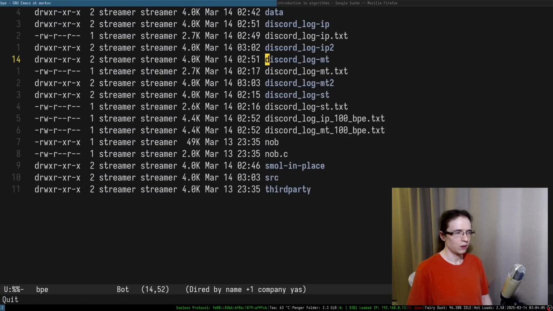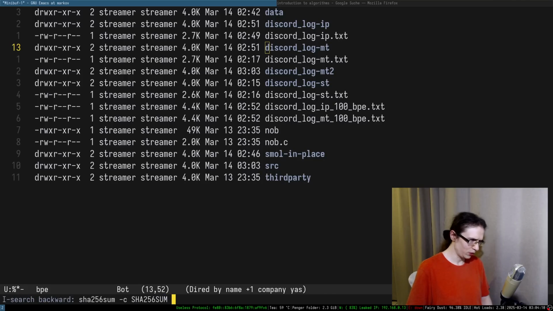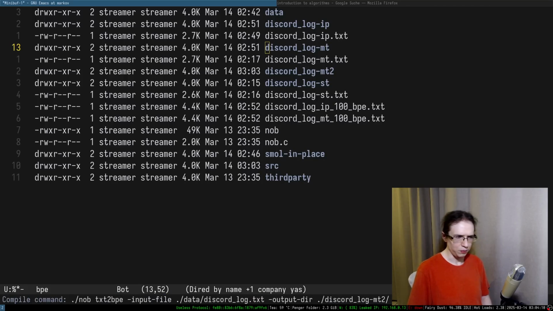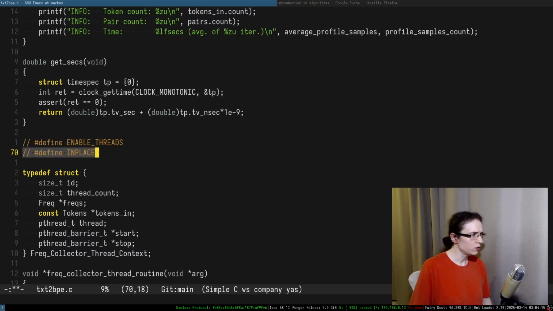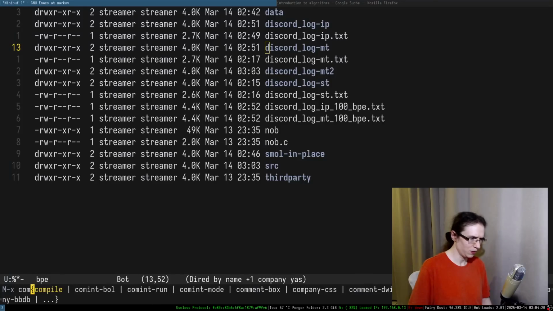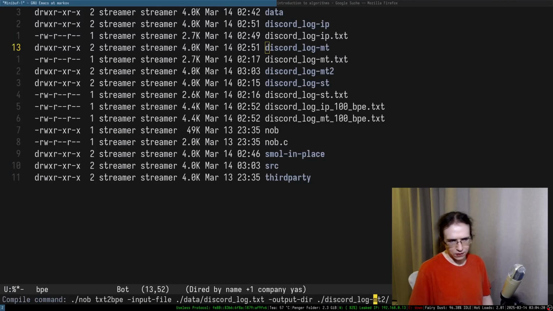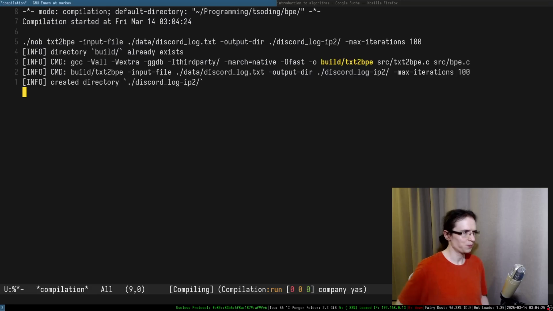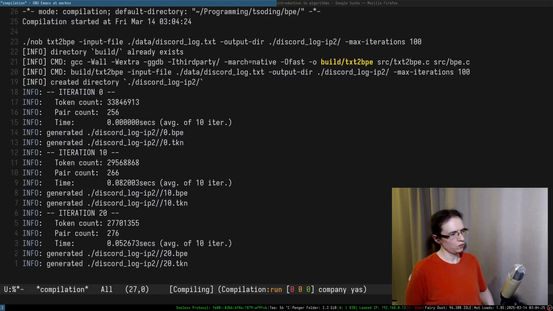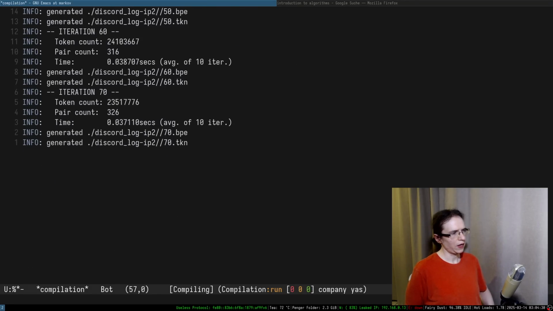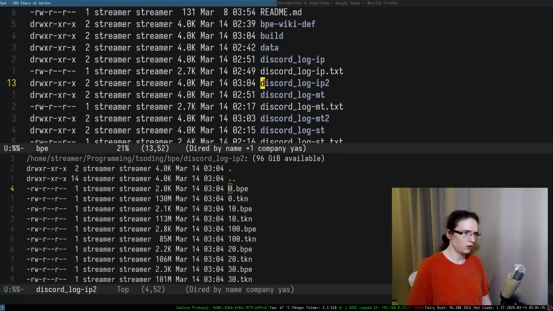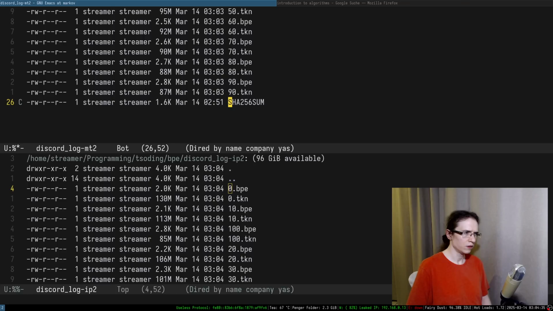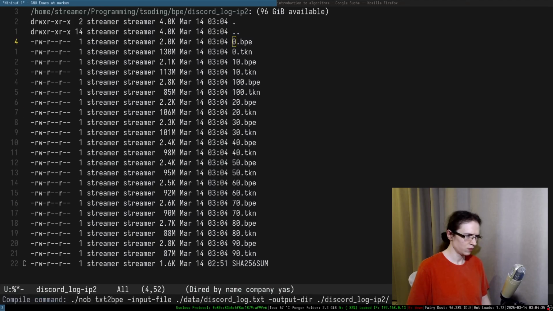Sure. So now let's remove IP2, and then txt to bp. We need to go here, so this is in place. We're enabling this kind of stuff back. So IP2, let's go. Damn, so fast. All right, so let's go here. So this is that.